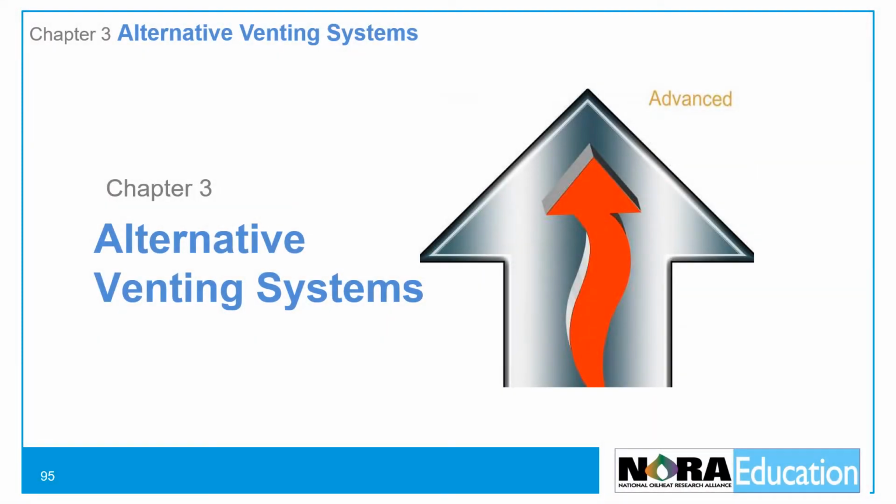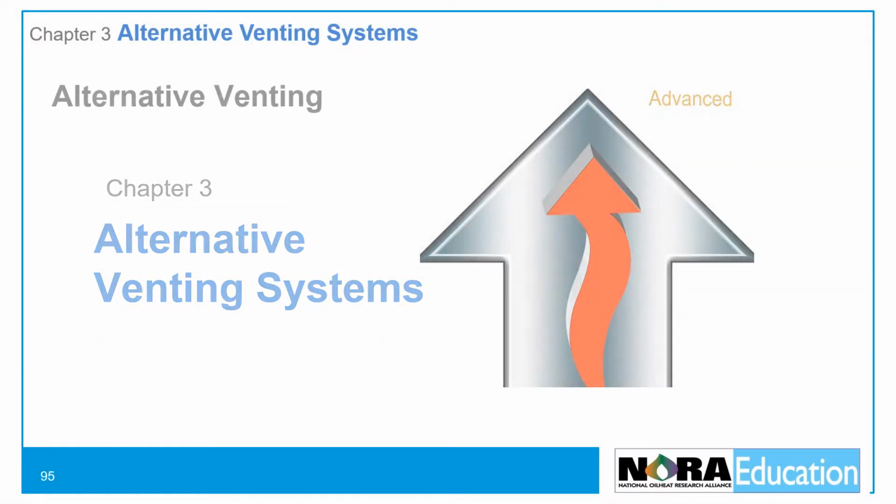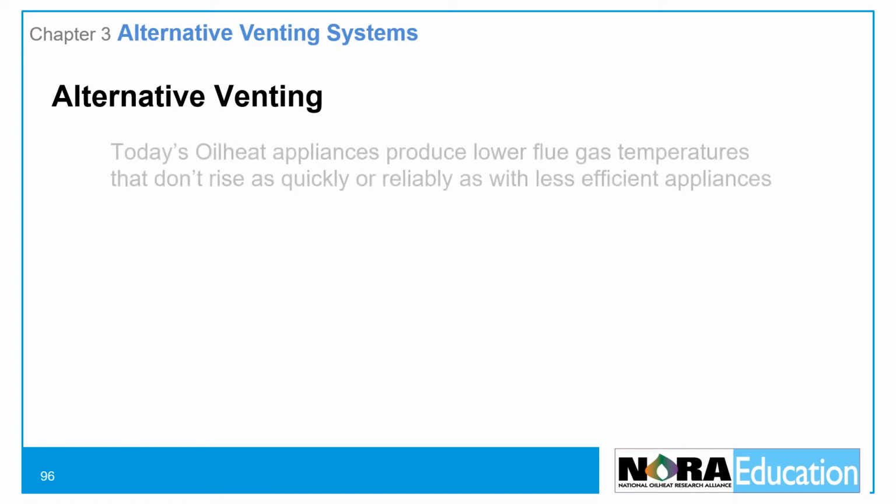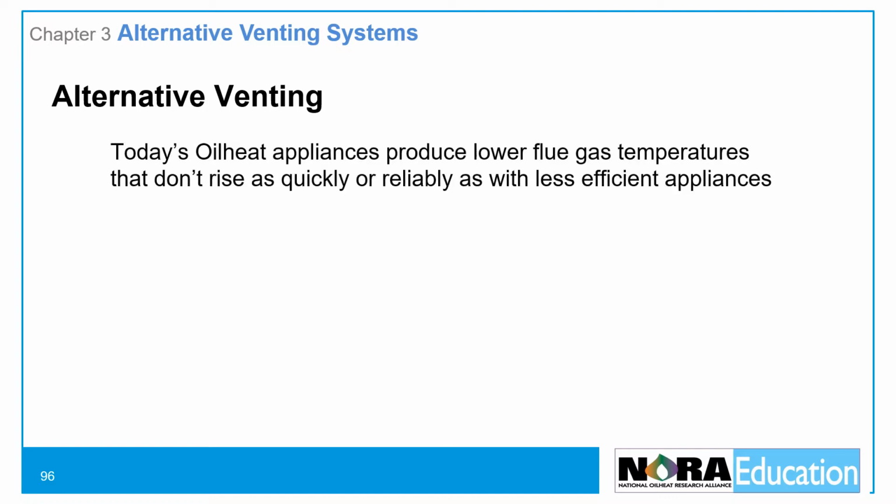Chapter 3, Alternative Venting Systems. With chimney venting, the flue gases travel through the heating appliances and up the venting system because hot gases naturally rise. Today's high-efficiency appliances absorb much more heat and produce lower temperature flue gases that do not rise as quickly or as reliably as they do with older, less efficient systems.